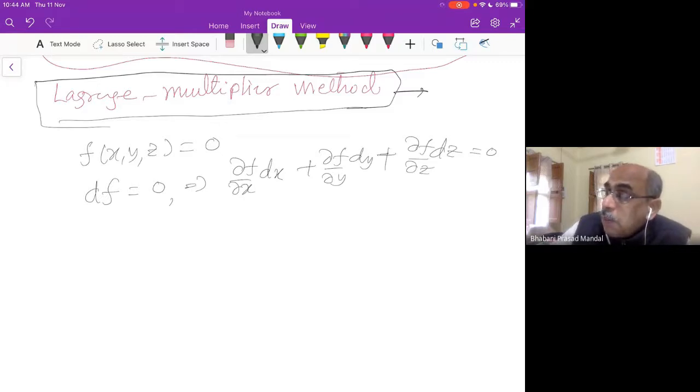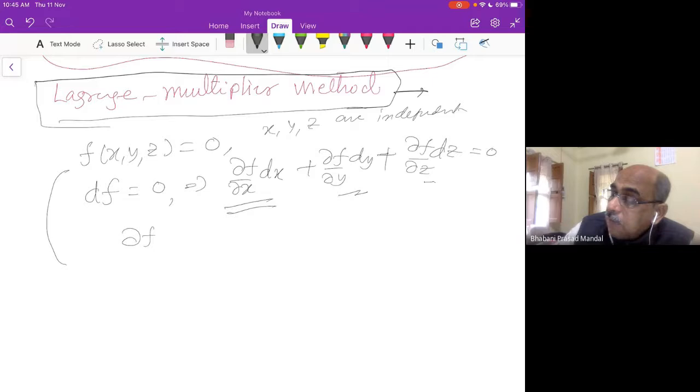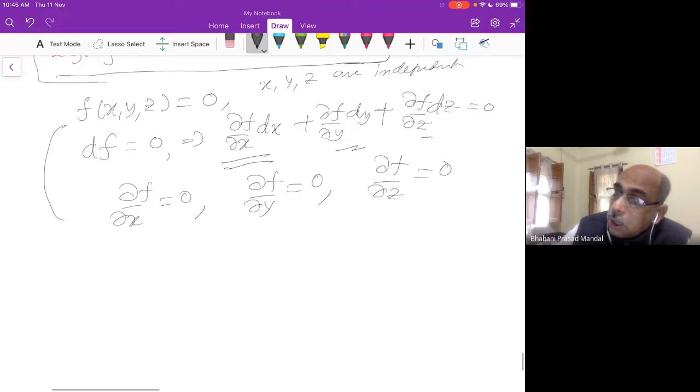Okay, but my x, y, z are independent variables, right? If they are independent variables, then this term cannot cancel with this term or this term. So all terms separately should be 0. So the extremization condition for f(x,y,z) will be del f/del x equal to 0, del f/del y equal to 0, del f/del z equal to 0. So this is the extremization of this function. Okay, this is case 1.